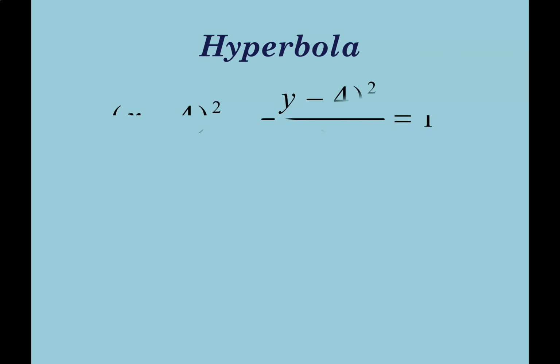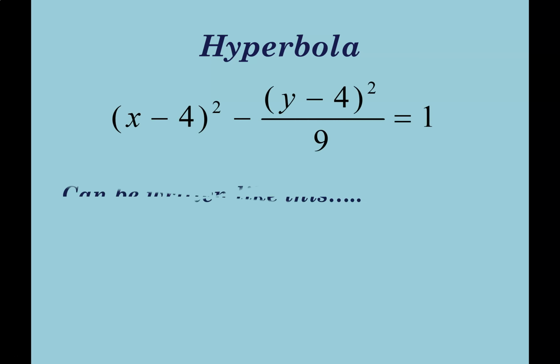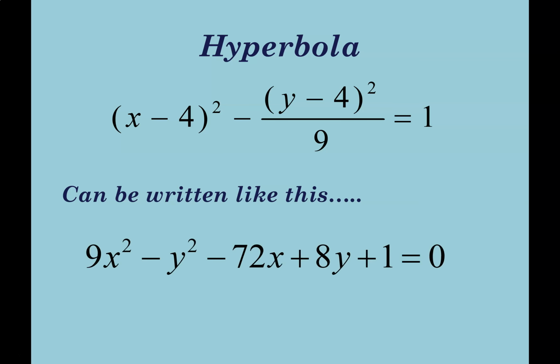Hyperbola, same deal. If we have it in that format, again, I would multiply by 9 to the entire equation to get rid of that denominator of 9 and then expand it. So once we do that, we would end up with 9x squared minus y squared minus 72x plus 8y plus 1 equals 0. All right, make sure you have all of that copied down.